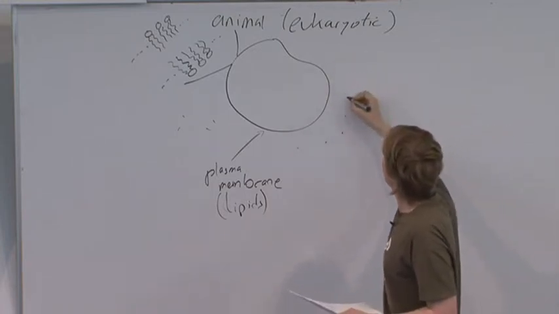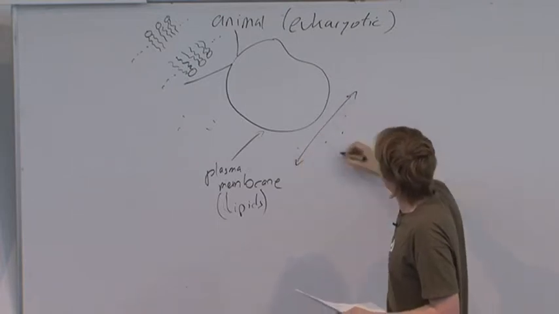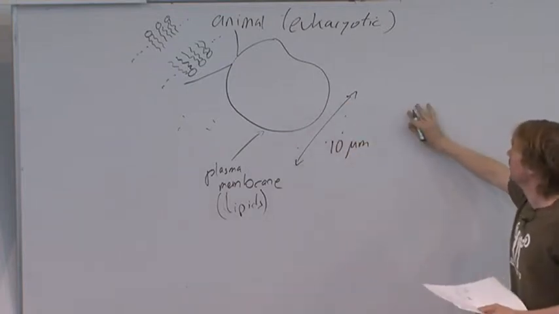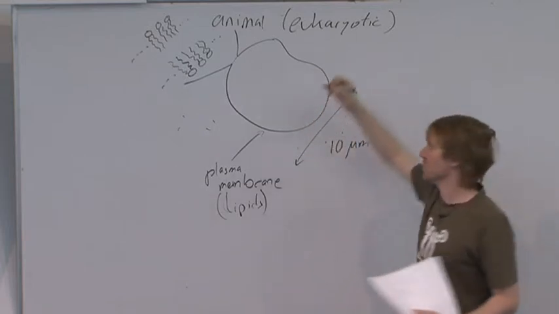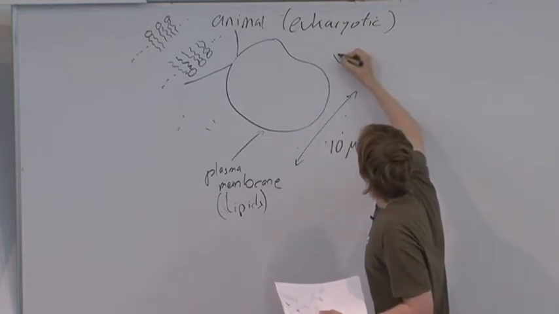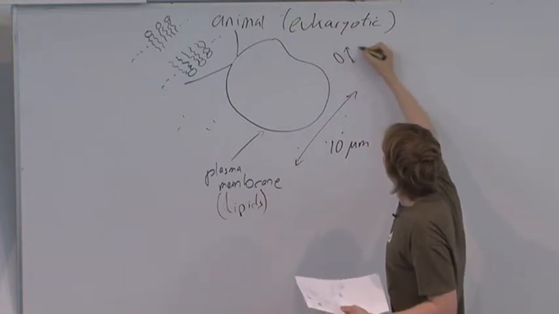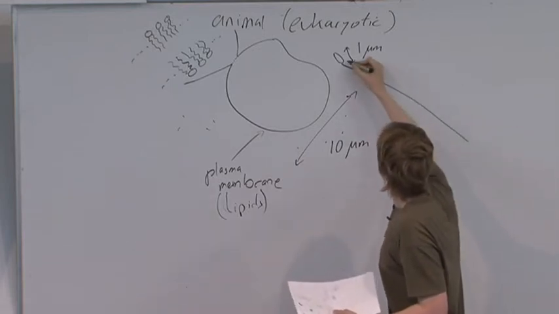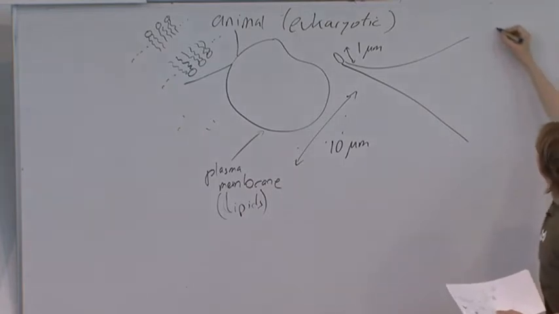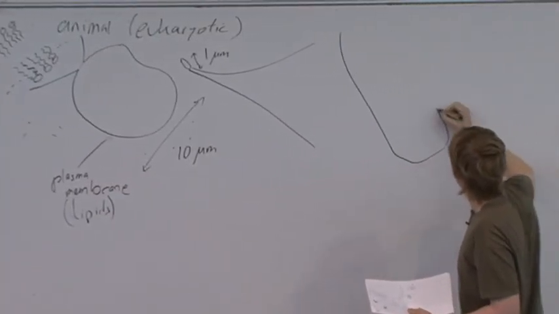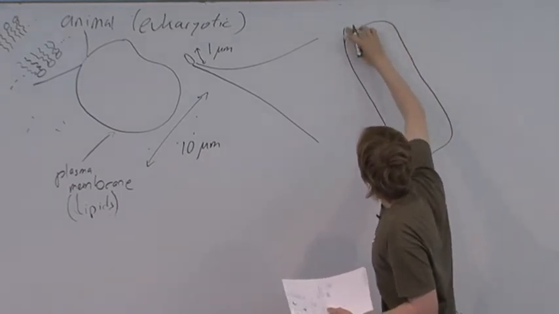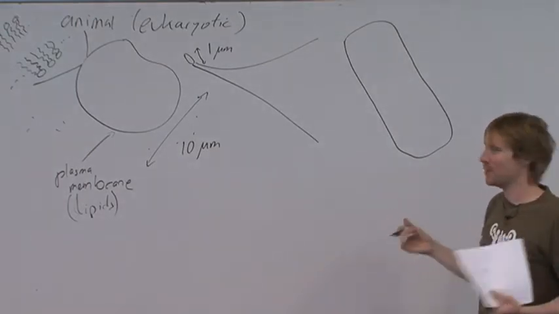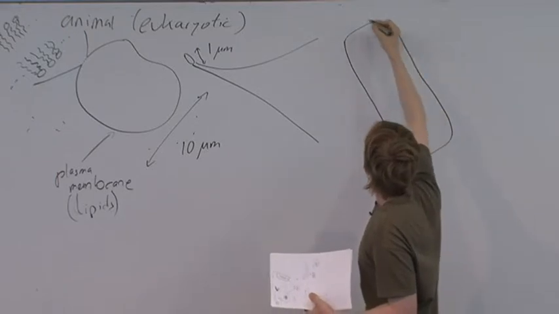So in the case of animals, this is typically going to be 10 micrometers in size. And compared to this, your typical E. coli, for instance, it will have maybe this size. It's only going to be 1 micrometer in size, but let's look at it bigger. So E. coli has a shape like this. But not all bacteria look like this. They come in all types of shapes, right? But this is the typical shape you get for E. coli.